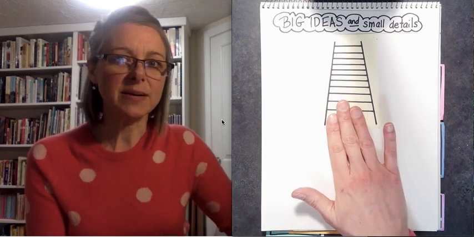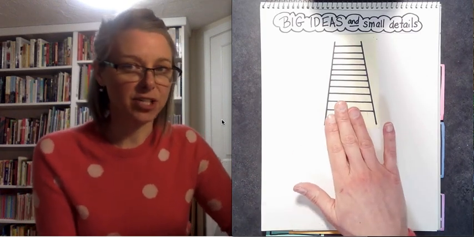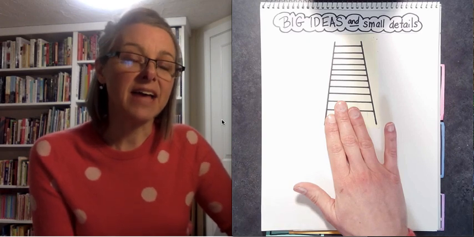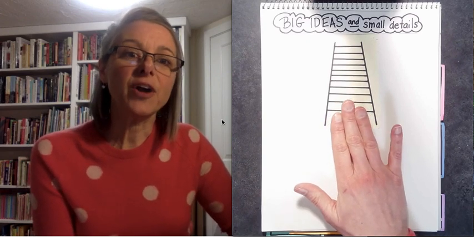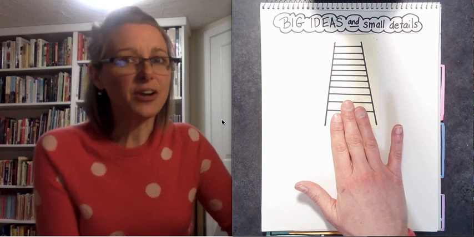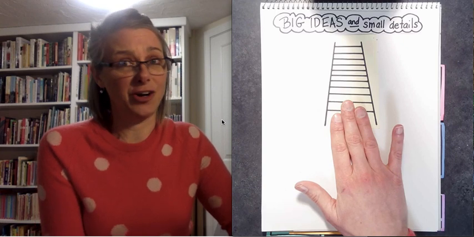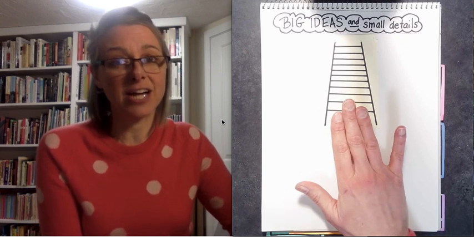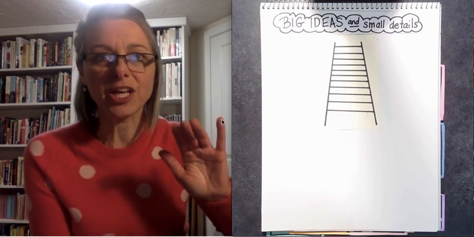I thought that I would use something that we call the ladder of abstraction. If you're in grades 4 or 5 or older than that, you may have heard of this before. If you're younger than grade 4, you're like, I have not heard of the ladder of abstraction before. Don't worry, I'm going to walk you through it.